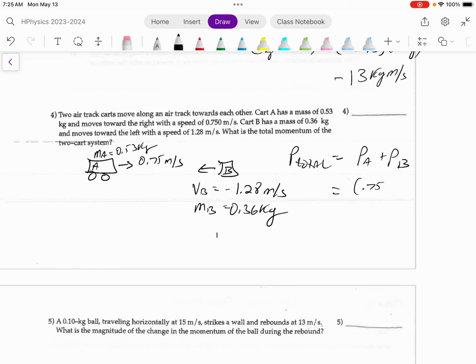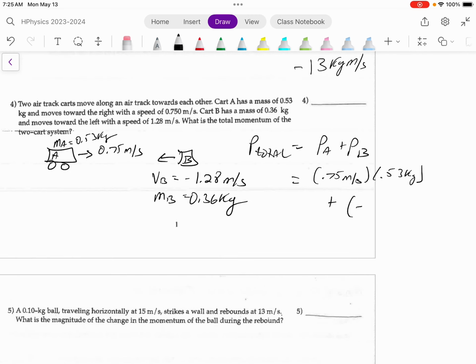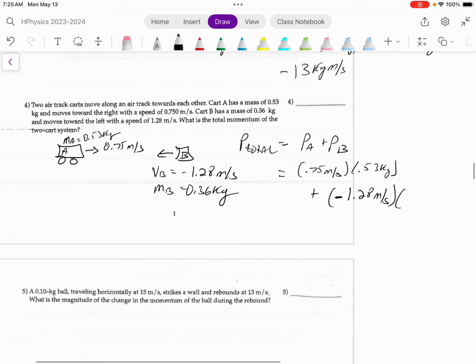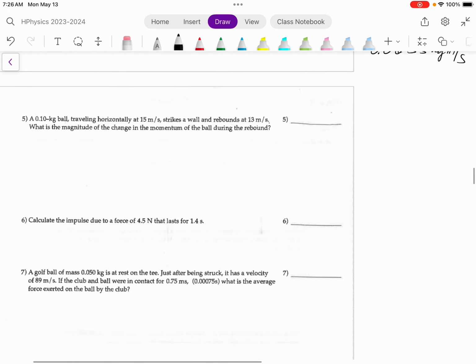Momentum of A is 0.75 meters per second times 0.53 kilograms plus the momentum of B, this is where people make mistakes, negative 1.28 meters per second because they leave off the negative. One of them has to be negative. So if I assume right is positive, then B's momentum is negative because it has a negative velocity, times 0.36 kg. And if I add those up correctly, I get 633 kilograms. Oops. Kilogram meter per second. Okay, moving on.